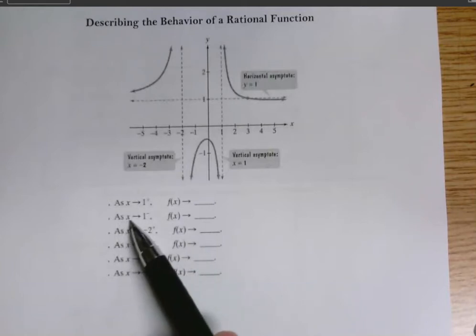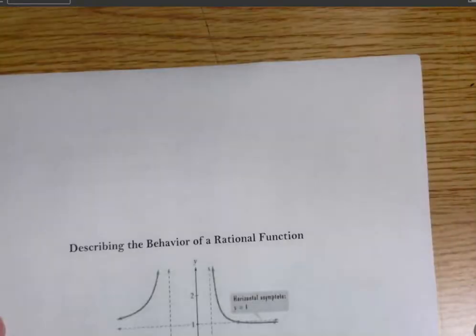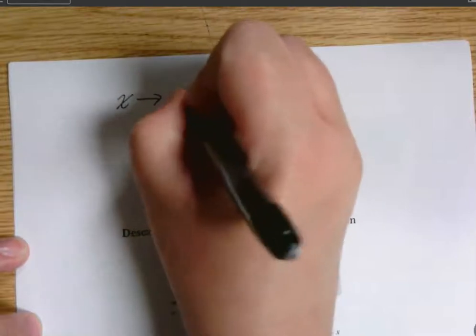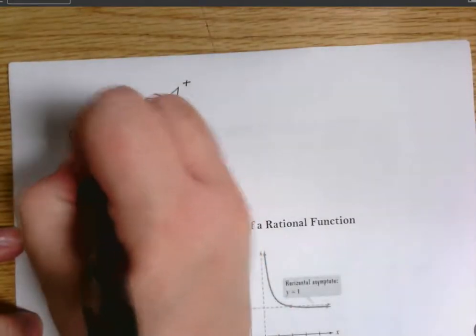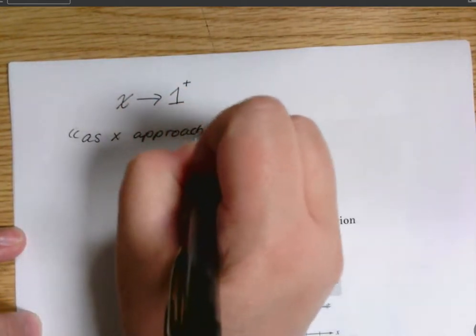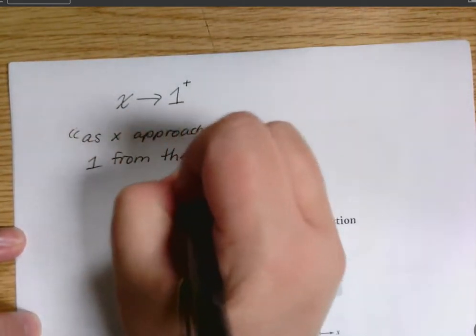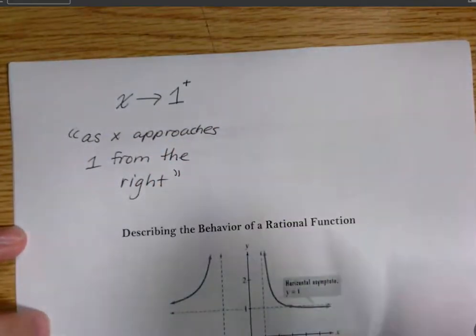And this says as x approaches 1, and then there's a little negative sign. Same thing here. It says as x approaches -2 with a plus sign, -2 with a little negative sign. So let's talk about that. If I say as x is approaching 1 and I have a little plus sign, then what I'm saying is as x approaches 1 from the right, from the positive area, from the higher values coming in toward the 1.